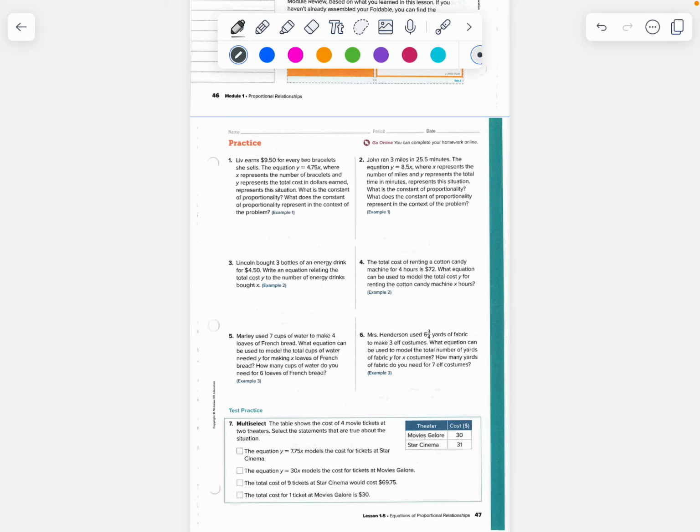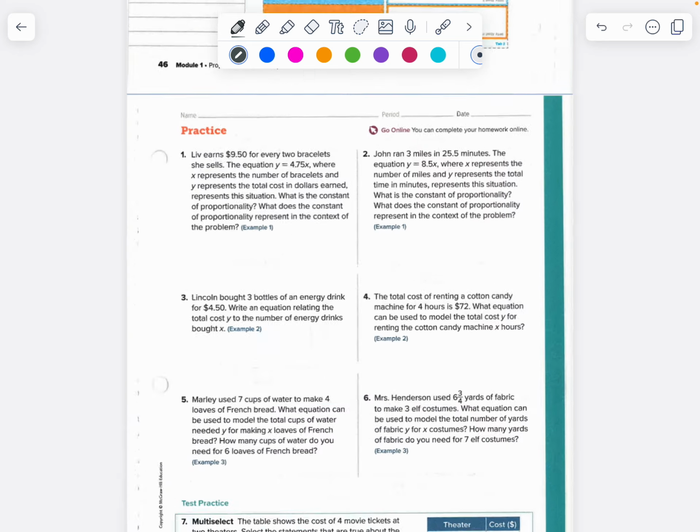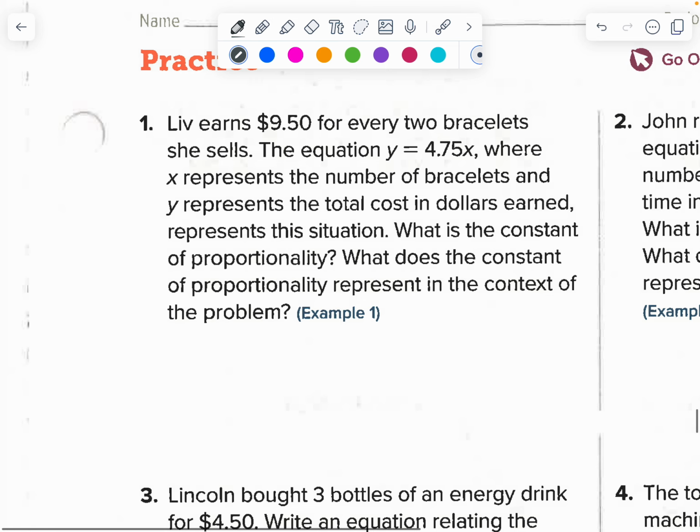Hello, Math 7. We are working on page 47 in your math book. We're talking about equations for proportions. So let's go on in. We're going to work on the odd problems today. So get your handy dandy highlighter ready to highlight important information.